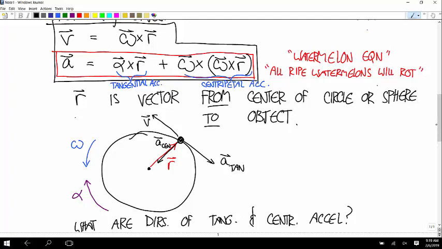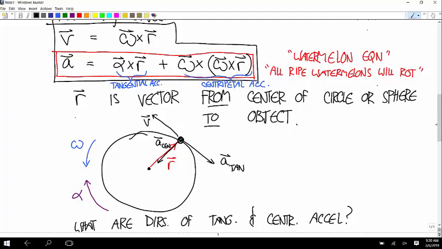Any other questions about that? Yes. So then, would acceleration be into the page by right-hand rule? Yes, angular acceleration is. We just haven't gotten to that yet. We only did the velocity so far.